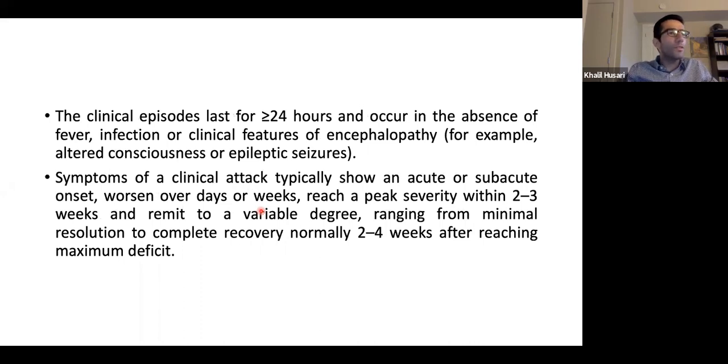The attack has to last for 24 hours. As you know, we sometimes get numbness, and each one of us does, that lasts for a few minutes or an hour, and everybody thinks, oh, is this MS? No. So the attack for MS has to last for a good amount of time, at least 24 hours, and in the absence of other things like fever, infection, and clinical features of encephalopathy. We'll talk about something called pseudo-exacerbation in a second, but that's the whole point of the absence of fever and infection. It usually has an acute or subacute onset, so within a few days is the classic story. They worsen over a day or two or even a week, and then they decrease and improve.